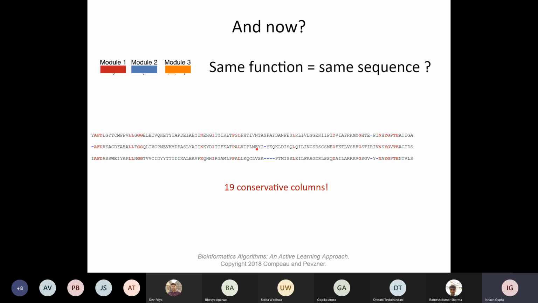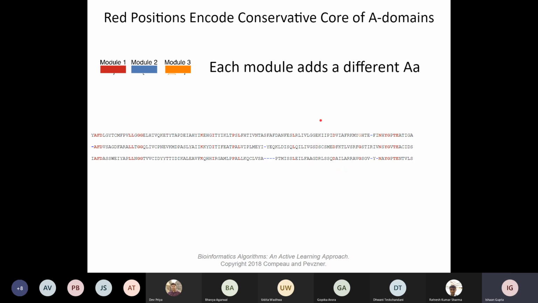Now, before I actually solve that problem, how does it help us if we get good alignments? We essentially start to look at conserved regions or conserved columns in these three modules. Since they are performing similar functions, we can suggest that these conserved columns might be involved in the conserved function of these three modules. Now, these three modules are also performing different functions, in that each one of them is adding a different amino acid, right?